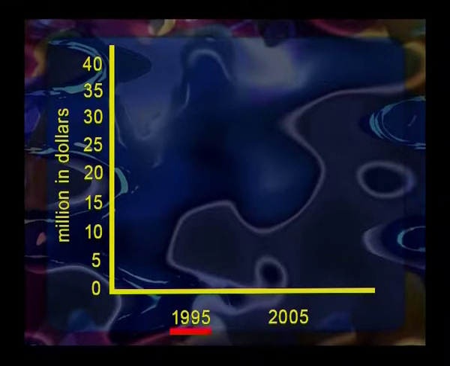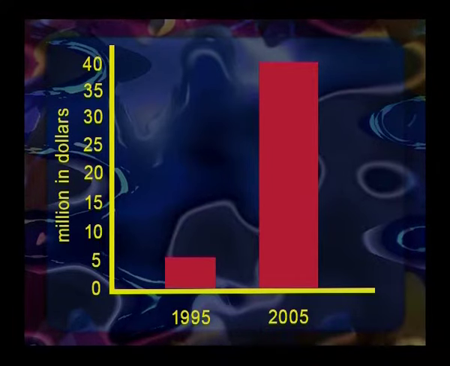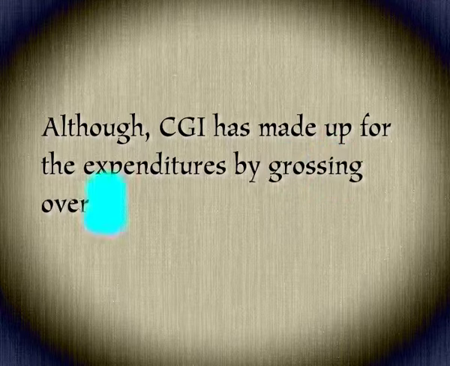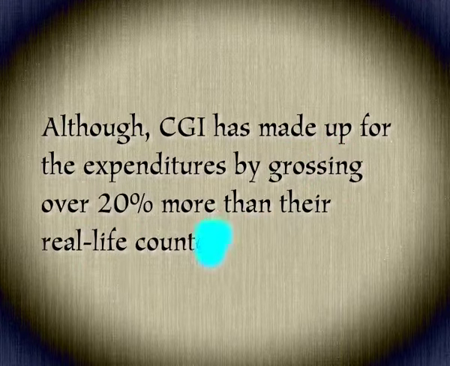Between 1995 and 2005, the average effects budget for a wide release feature film skyrocketed from $5 million to $40 million. According to one studio executive, as of 2005, more than half of feature films have significant effects. Although CGI has made up for the expenditures by grossing over 20% more than their real-life counterparts.